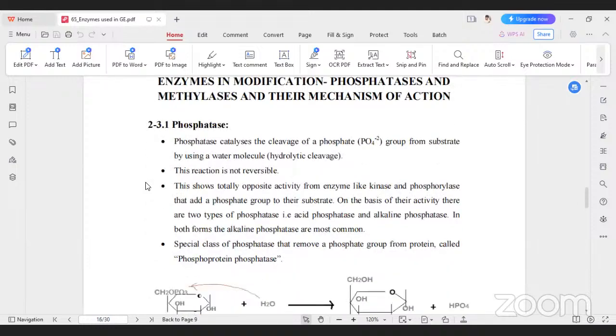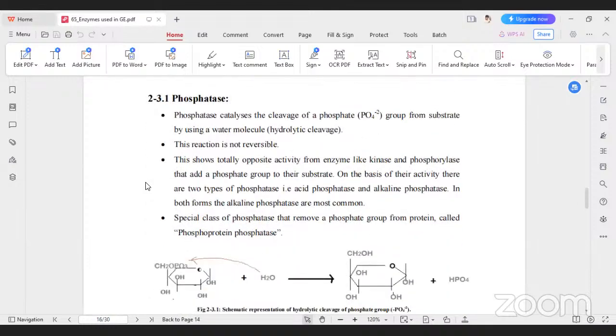Phosphatase enzyme: another enzyme utilized in genetic engineering is the phosphatase enzyme. Phosphatases cleave the phosphate group from the substrate by using a water molecule. That is called hydrolytic cleavage.